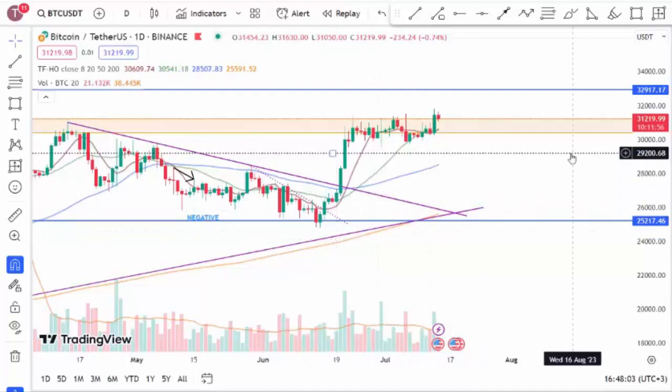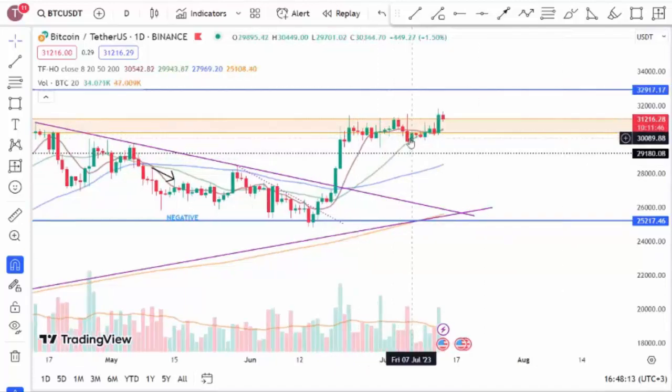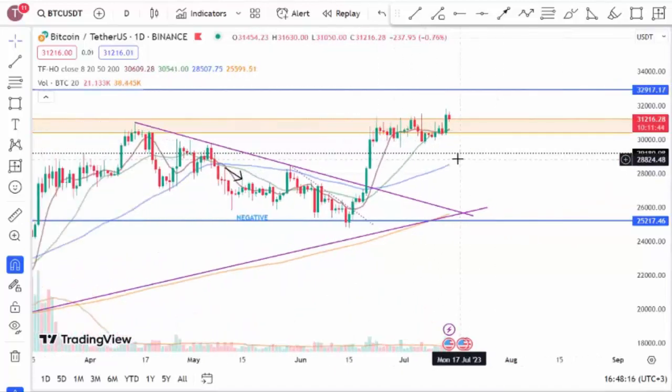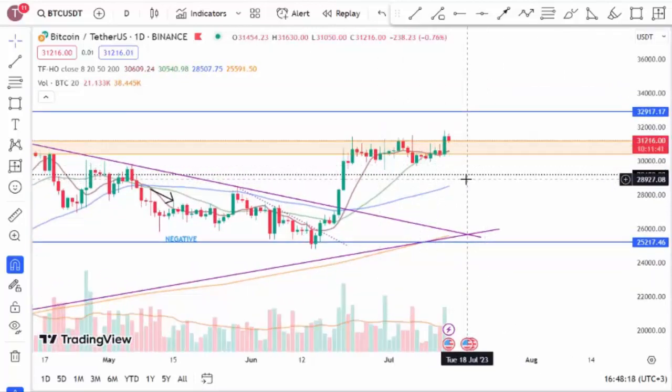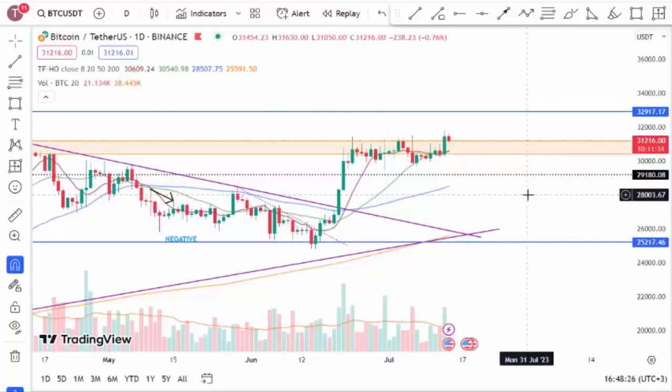Moreover, looking at the moving averages, we can say that Bitcoin is currently above the moving averages. It is trading above the 200-day moving average, and with recent participation, we can see that it has also crossed above the 50-day moving average. Currently, the 8-day and 20-day moving averages are intertwined, indicating some short-term indecision.